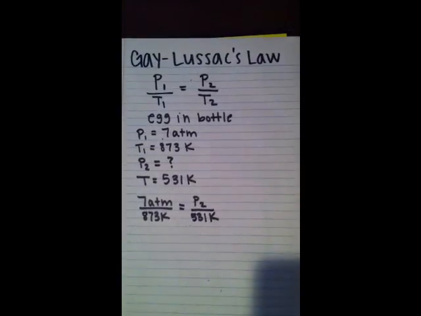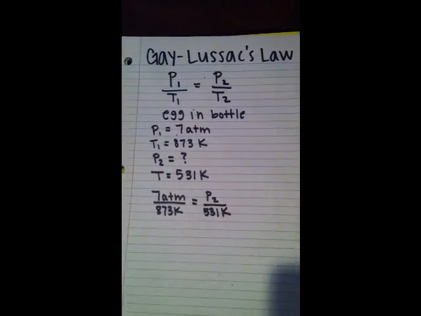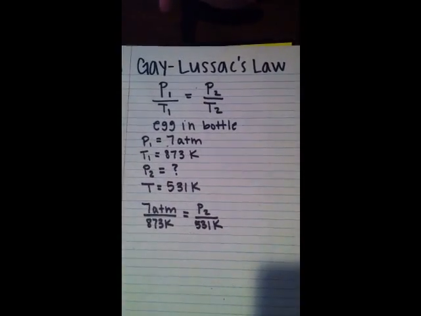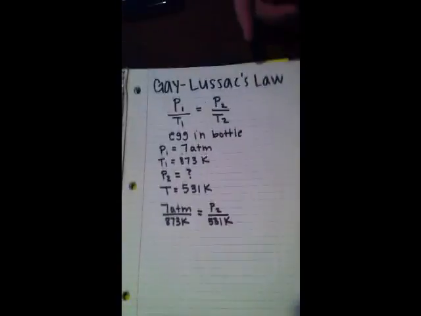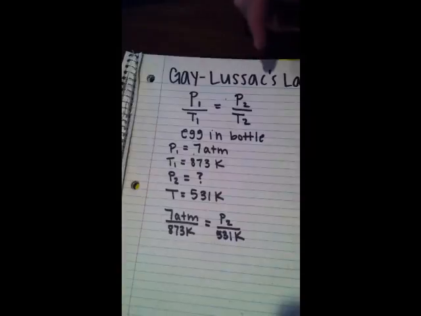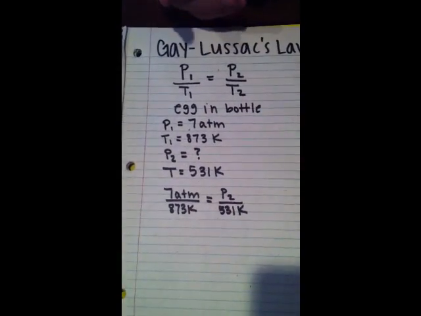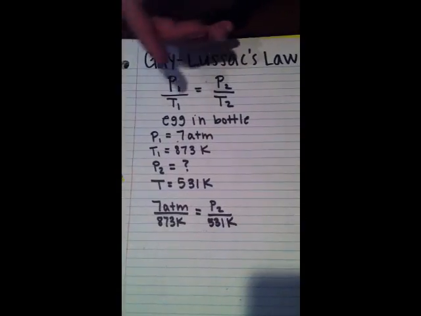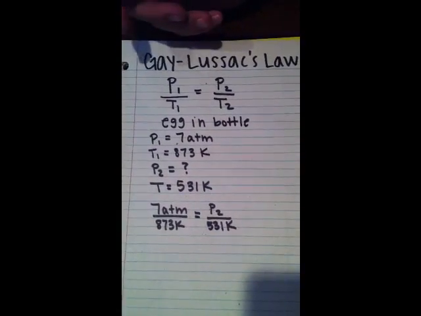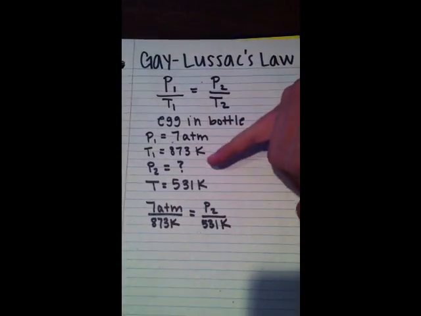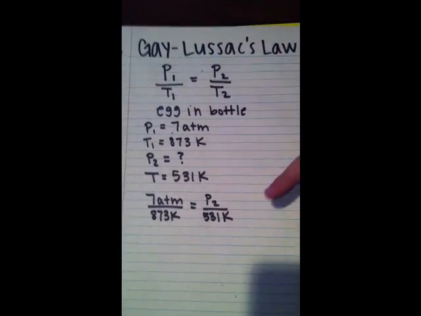Okay, so here's our information for Gay-Lussac's law. Here's our equation, which is P1 divided by T1 equals P2 divided by T2, and this goes with the egg in the bottle experiment. Our starting pressure is 7 atmospheres, and our starting temperature of the flame is 873 K. We're going to try and solve for our second pressure, and our second temperature is 531 K.